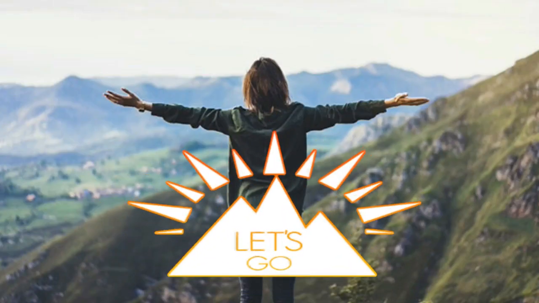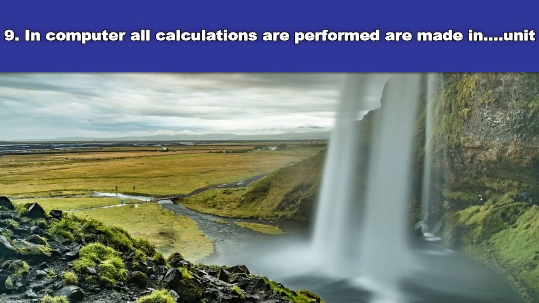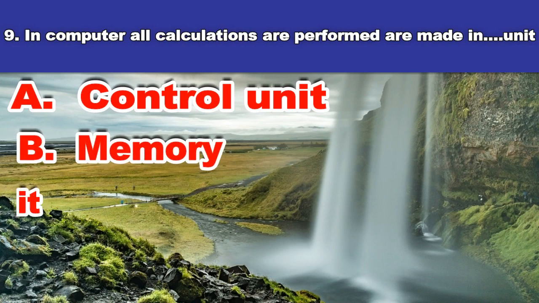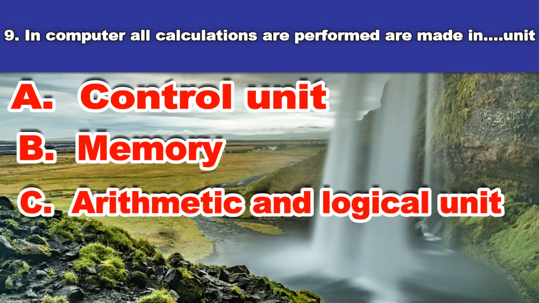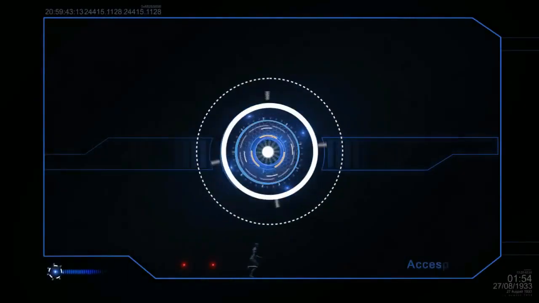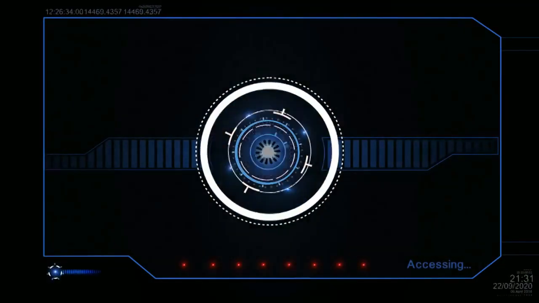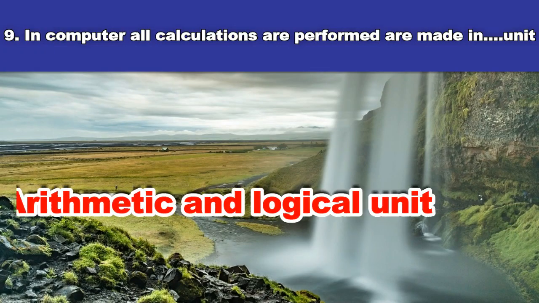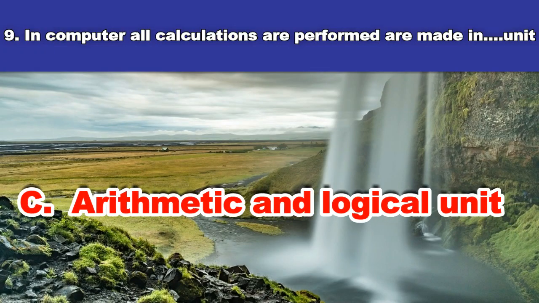Ninth question. In computer, all calculations are made in which unit? A. Control unit, B. Memory, C. Arithmetic and logical unit, D. Register. And the answer is arithmetic and logical unit.